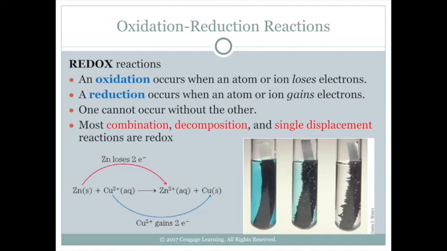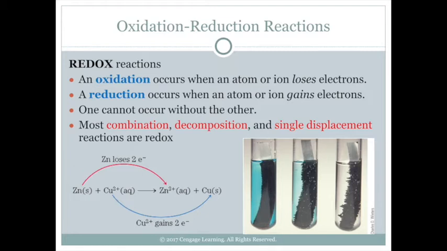So the next reaction we're looking at is called an oxidation-reduction reaction, or we also call it a redox reaction. In a redox reaction, two things occur. Oxidation, which means something loses an electron, an atom or an ion loses an electron. And then reduction also occurs, and that's when an atom or an ion gains an electron. So both of these things have to occur in a redox reaction.